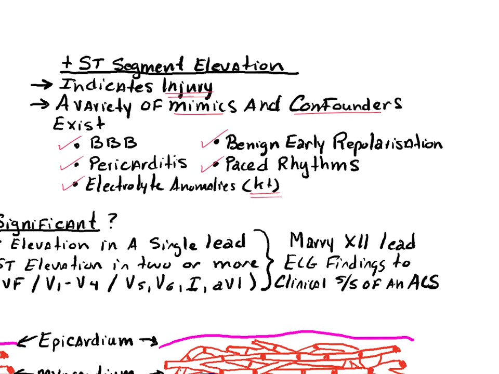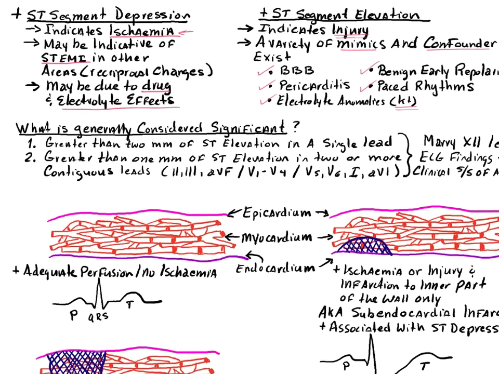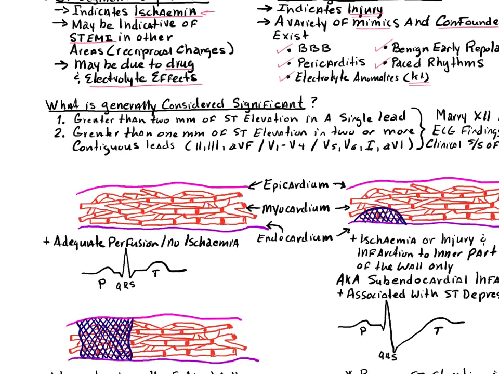So if you have a wide QRS complex, that just really makes identifying ST segment issues very difficult. Okay? So far, so good? Okay, cool. So what is generally considered significant? We talked about elevation, depression, but what does it mean? These are our two standard criteria that we look at.